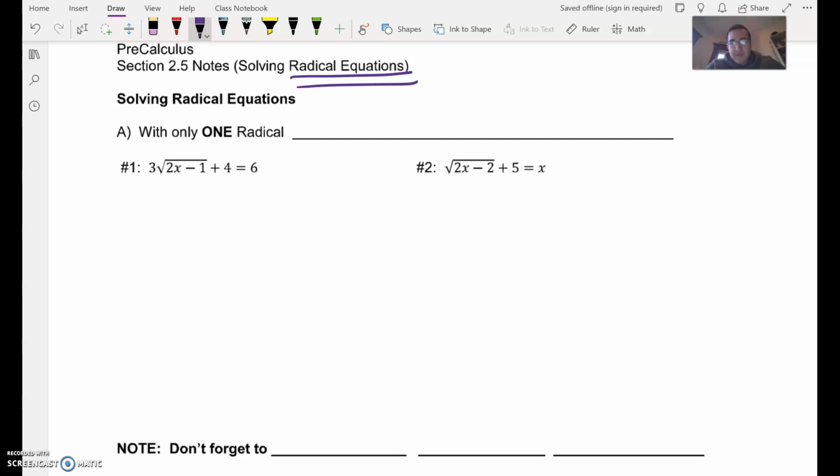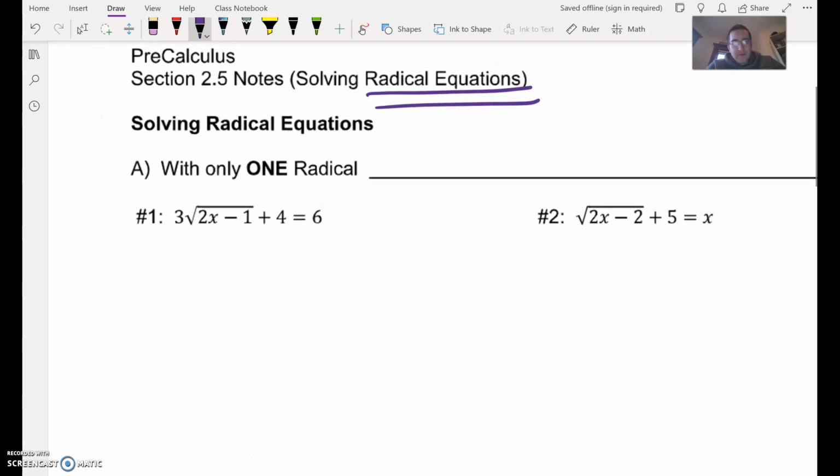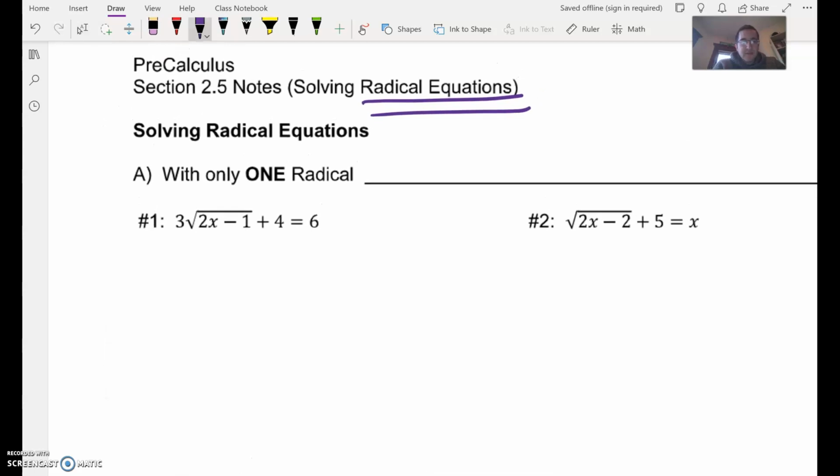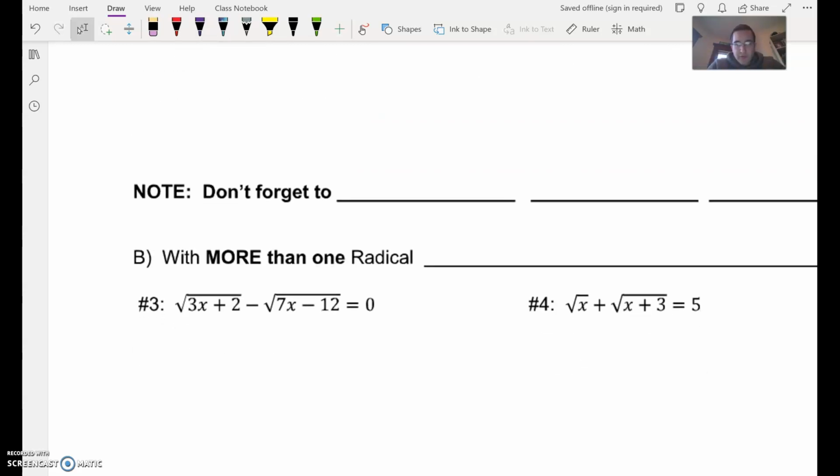So I'm going to split this into two types of radicals. These are the two that you'll come across. The first section is if there's only one radical. Notice number one only has one radical, number two has one radical. And then the next section is if there are multiple.